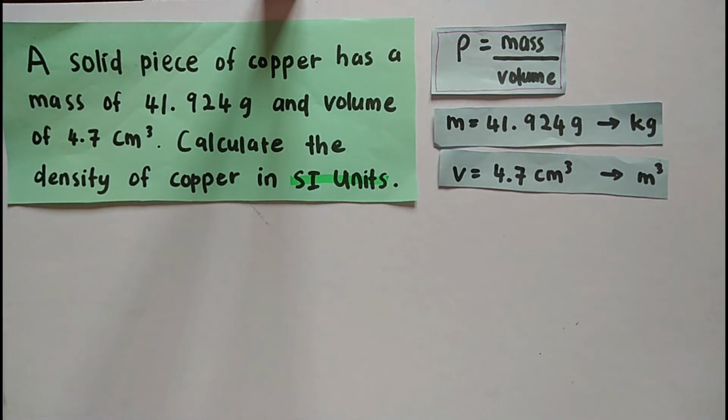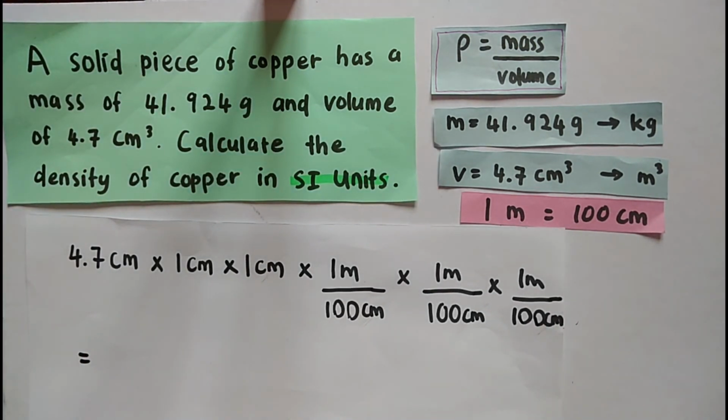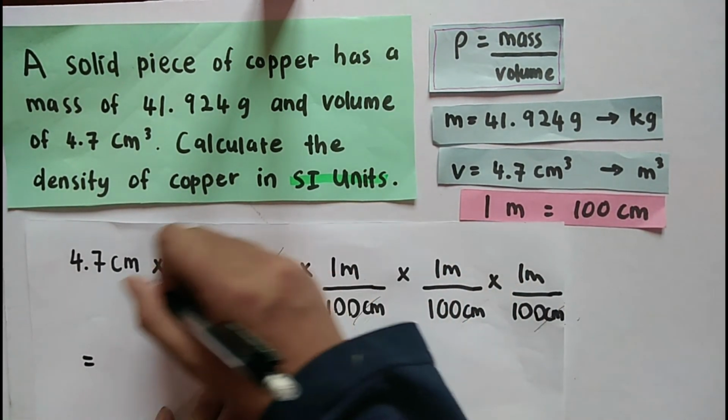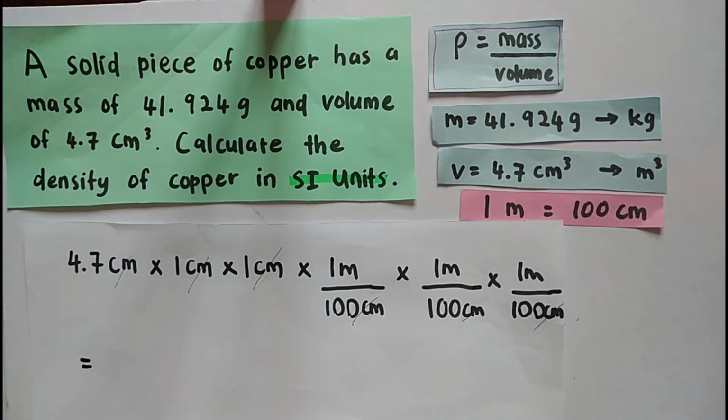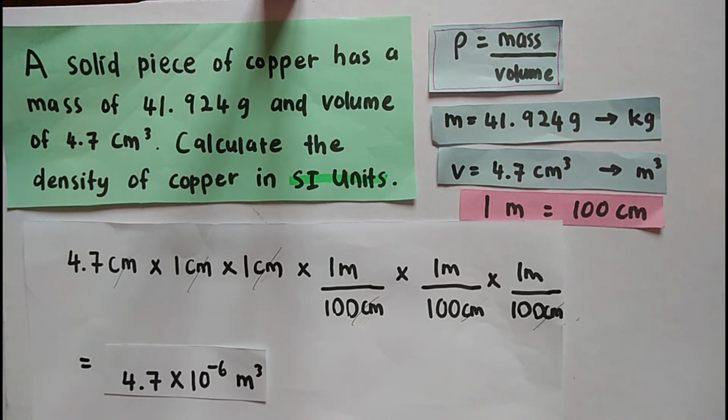Secondly, same goes to centimeter cube, convert to meter cube. We know that 1 meter is equivalent to 100 centimeter or 10 square. Using the same technique, 4.7 centimeter multiplied with 1 centimeter multiplied with 1 centimeter multiplied with 1 meter divided with 100 centimeter, also 3 times. This is because we have centimeter cube and meter cube. Then we can cancel all these 3 centimeter and solve this equation. And we can get the conversion answer, which is 4.7 times 10 power of negative 6 meter cube.